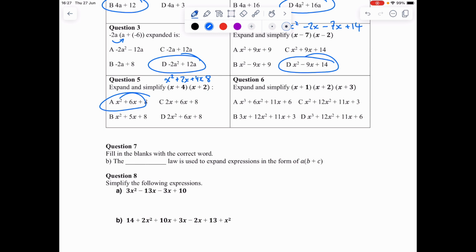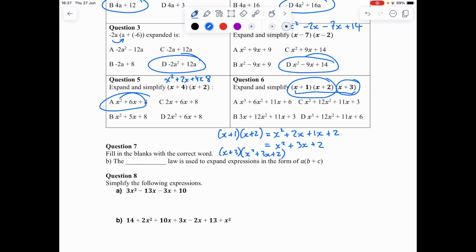Expand and simplify. This looks like we've never done it before. Yeah, we have. We've done this. After we've done that, we can times it by this, so I'll do the working out at the bottom. (x + 1)(x + 2), FOILed. Firsts, x squared. Outers, 2x. Inners, 1x. Lasts, 2. That's x squared plus 3x plus 2. I'm timesing that now by x plus 3.